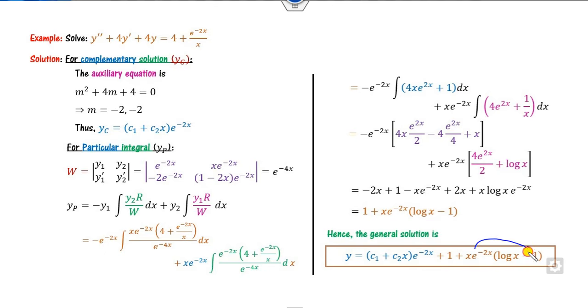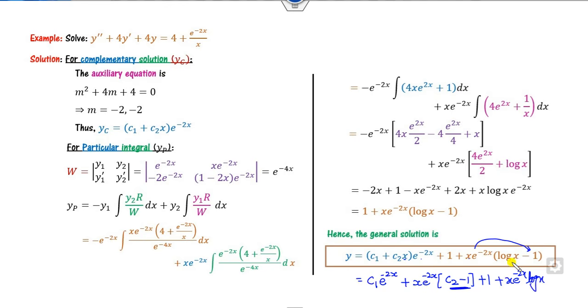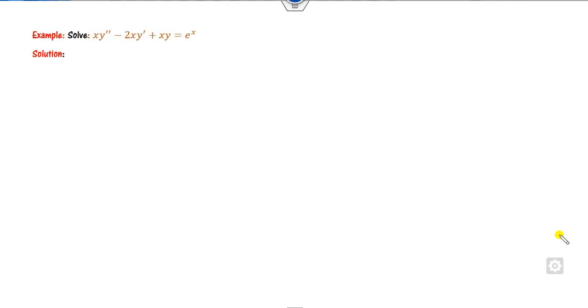If you open this bracket, there is one more term of the x e^x. So I can write it as x e raised to power minus of 2x common. It will be c2 minus 1 plus 1 plus x e raised to power minus of 2x of log x. So I can consider this c2 minus 1 as another constant called c2 dash. Otherwise that's a skip for here. That will be fine for you.